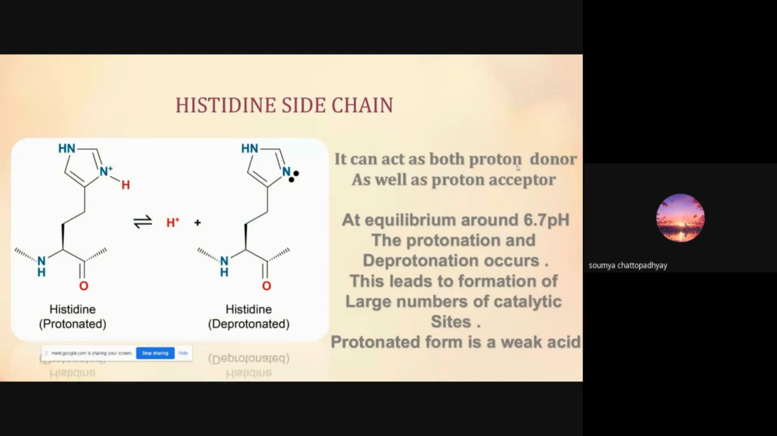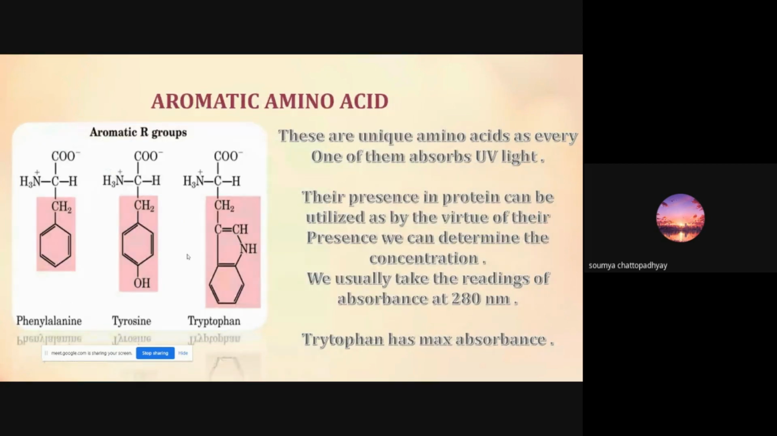The reason is that histidine can act as both a proton acceptor and a proton donor. When it's in the protonated form, it's a weak acid, and when it's in the deprotonated form, it is a Bronsted base. It has its importance in enzyme machinery, which I will talk about in later slides. At around pH 6.7, there is continuous protonation and deprotonation, due to which a large number of catalytic sites are formed.